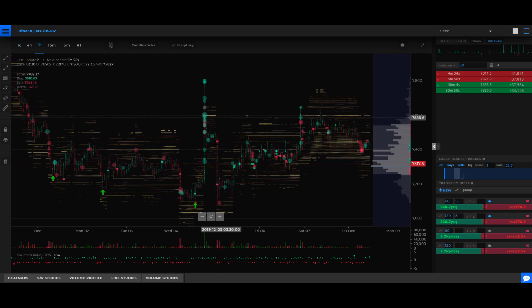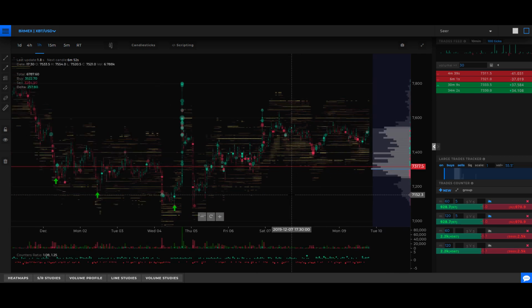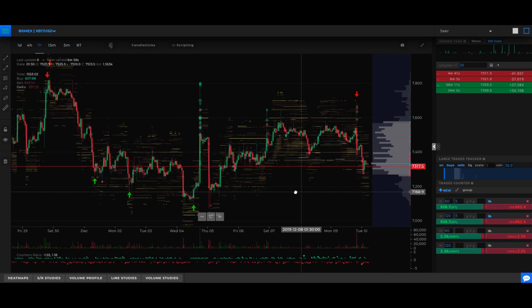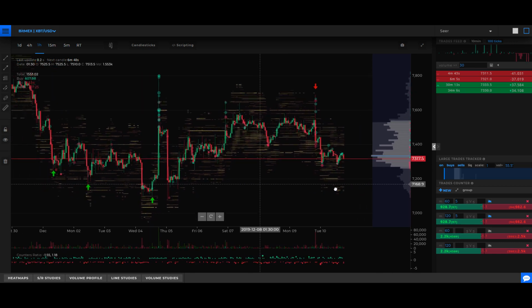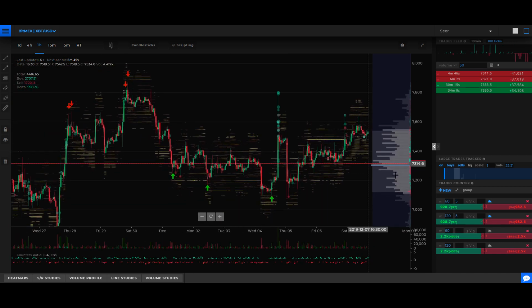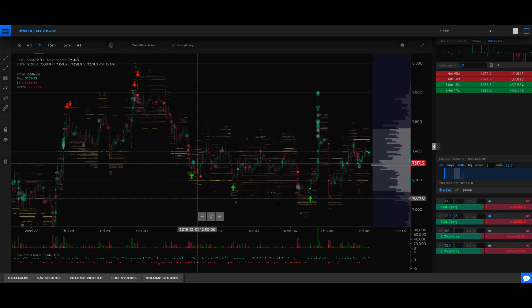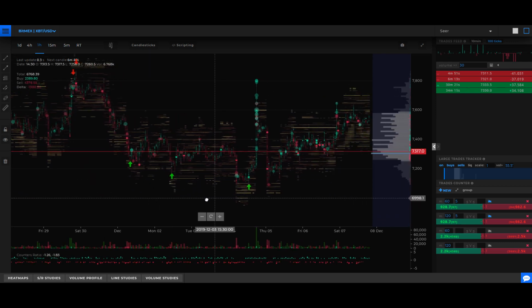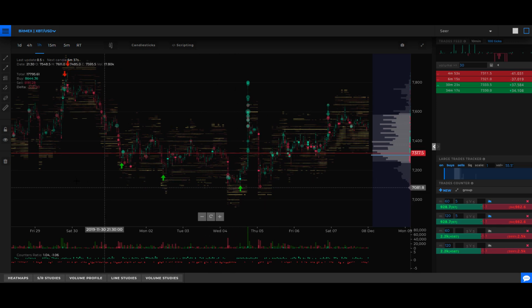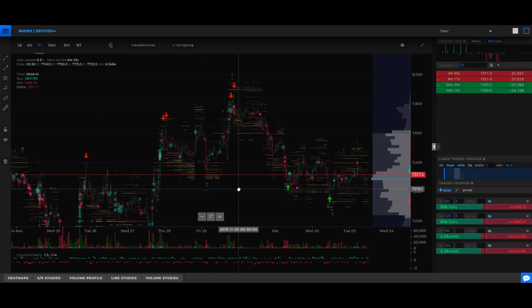But this is exactly what you want to be looking for. You're looking at simple support and resistances, you're looking at this delta divergence, and it is adding to your confluence, and you're also being able to see very clearly where the big money is wanting to support price and where these kinds of signals fail.